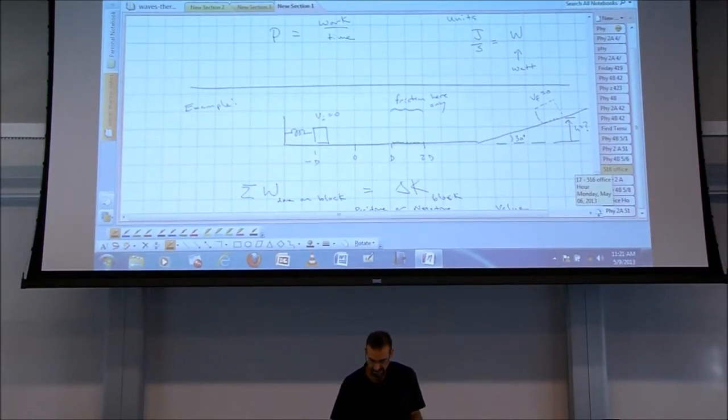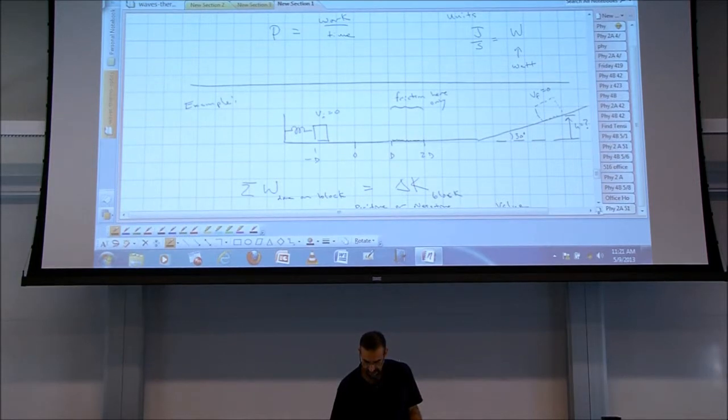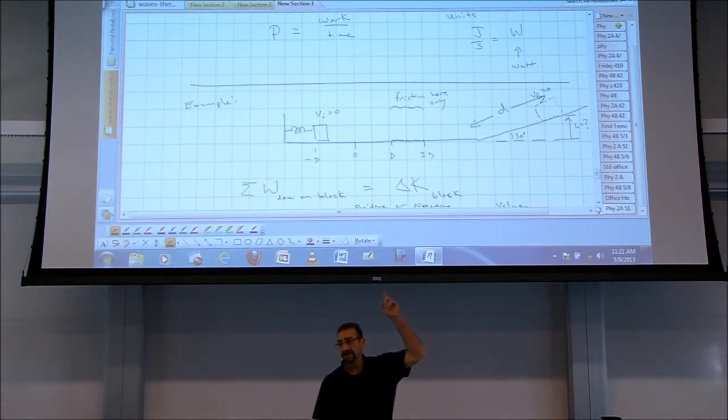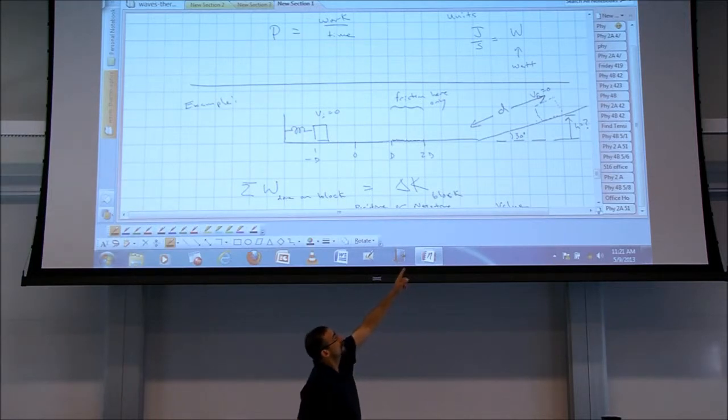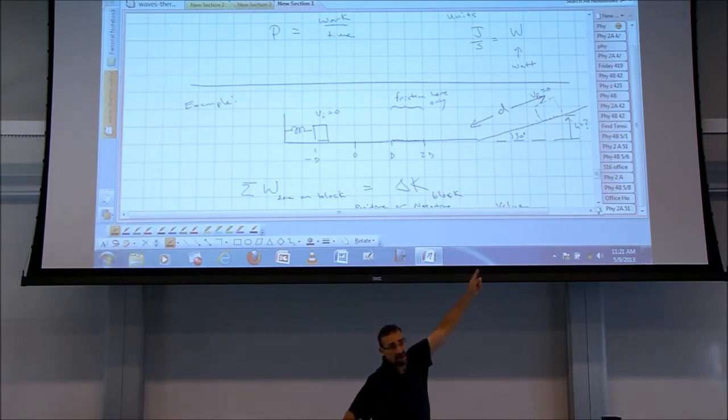I'll show you two ways. First, let's talk about the block going up the incline, right? So it's going to go a certain distance up the incline. What are we going to call that? How about lowercase d? Right, the hypotenuse will be little d. We're trying to find h, the vertical height. So it's going a distance d up the incline.